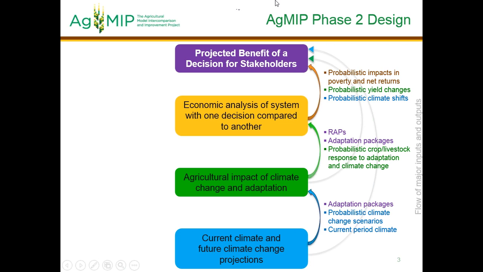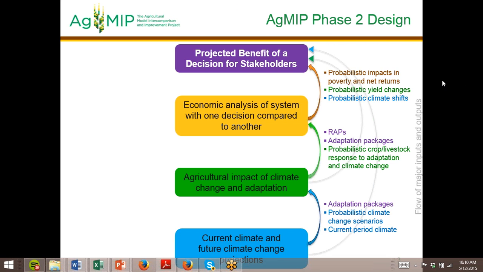To actually have this information that gets up to the stakeholders, there is this kind of data chain, and the climate people are responsible at the bottom here for providing probabilistic climate change scenarios and current period climate so that the agricultural modelers can go from there. And you'll see also an input to the agricultural models is some of the adaptation packages that will be simulated. But where you see the light blue words on here, that's code, meaning that this is what the climate people will provide.